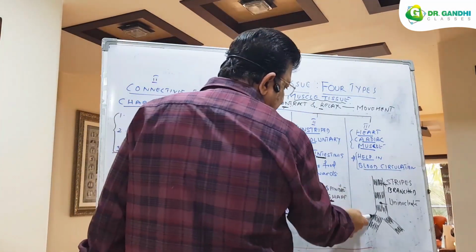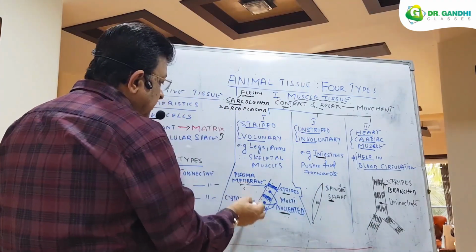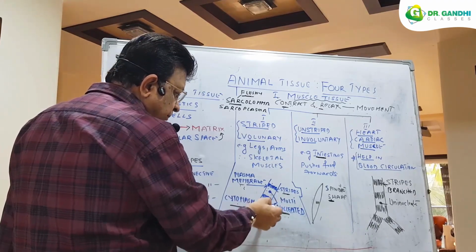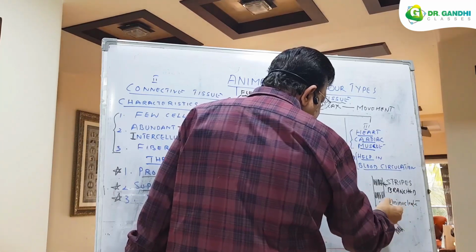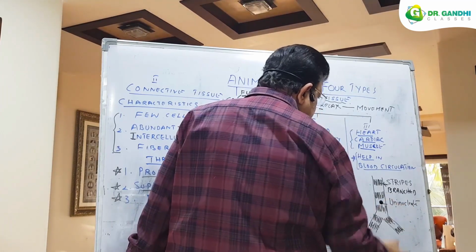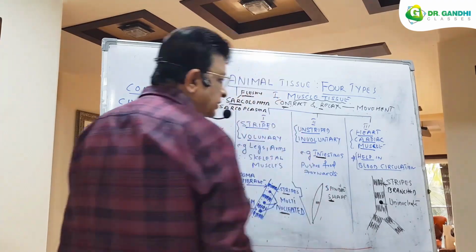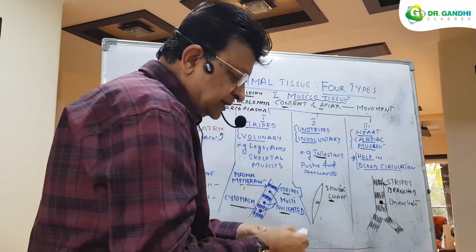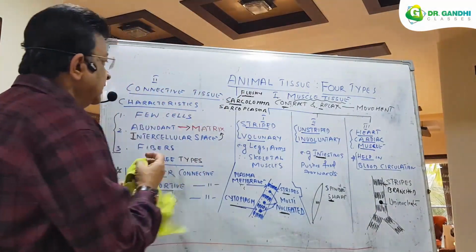It has got stripes and it is branched. Compared to skeletal muscle tissue, which is not branched and has multiple nuclei, this is branched and has only one nucleus. Its function: the cardiac muscle, or the heart, helps in the circulation of blood. These then are the three types of muscle tissue. We now go and study the second part, the connective tissue.